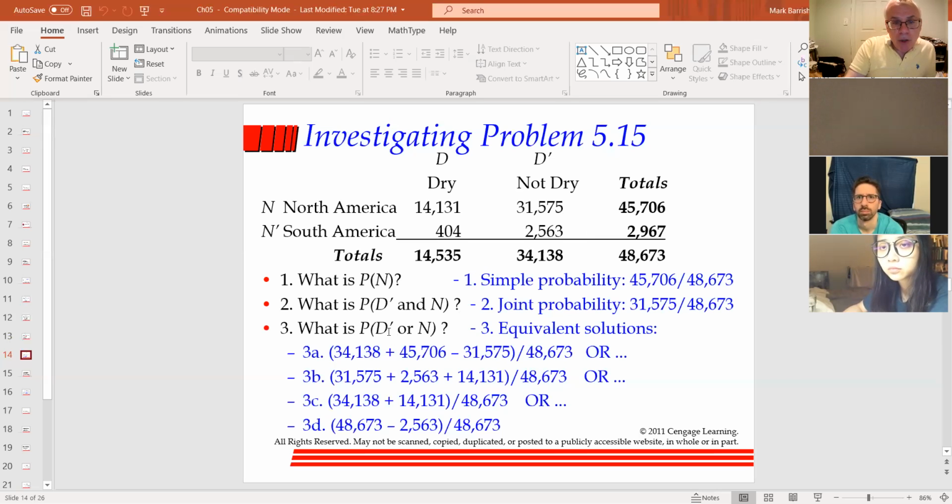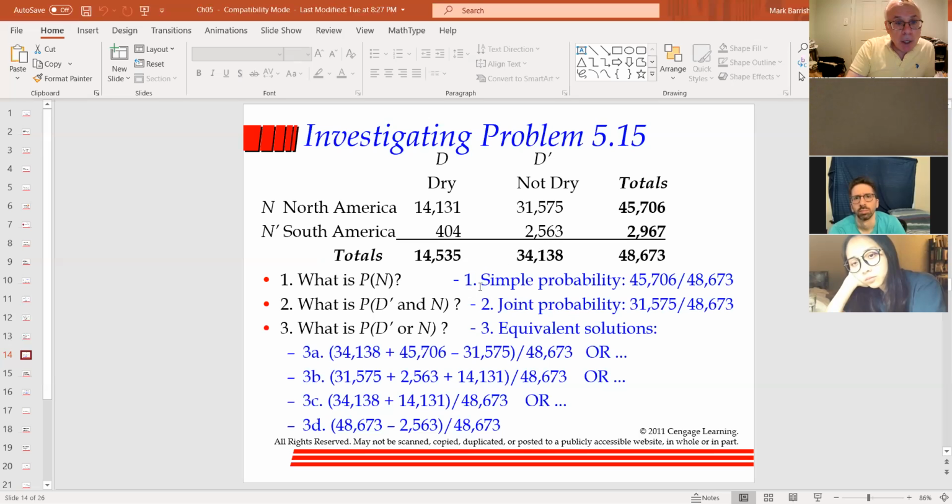All right. What's the probability of not D or N? That's a little trickier, right? Now, the simplest way of doing this problem is to list what not D is. Not D would be these two, the sum of these two. N is what? These two. What's being double counted when we look at these two and these two? The 31,575 is being double counted. You simply add these three numbers, right? And you should get the answer, I believe.